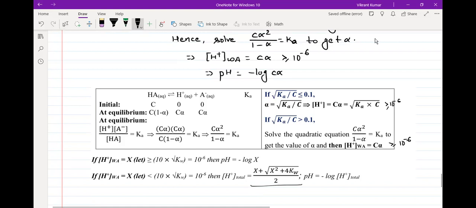Like I told you, H plus from weak acid, I have always put X here, and you have to check whether it is greater than 10 raised to minus 6 or not. If it is, then minus log of X, the H plus from weak acid, will give you pH. Otherwise, you have one more step, where you include the water's H plus. Earlier C was written there, here it is X. It is minus log of X, the H plus from weak acid, so that much you have to write. Any doubt?